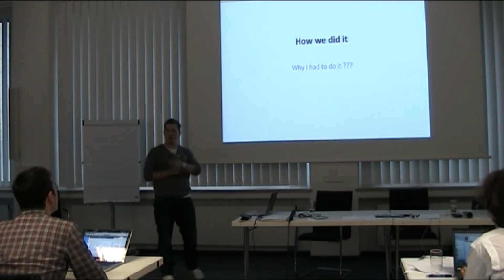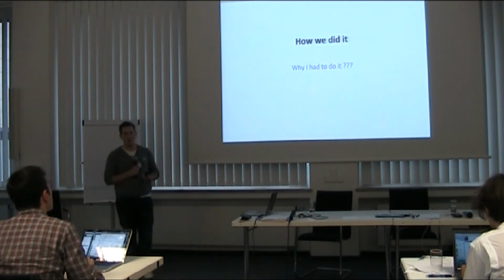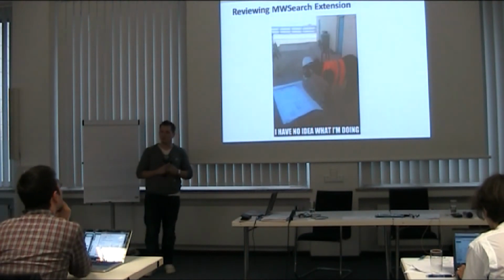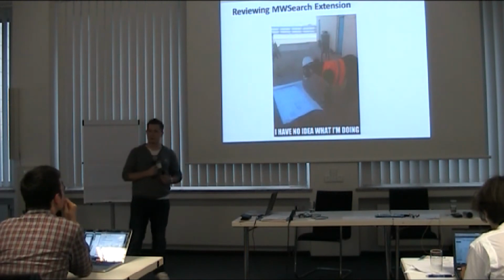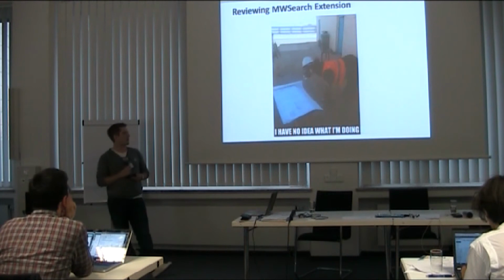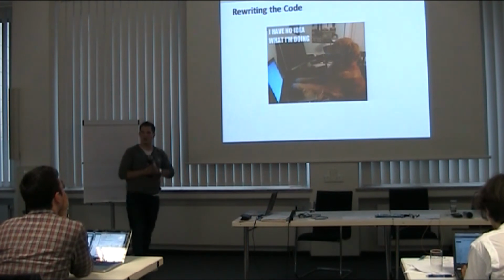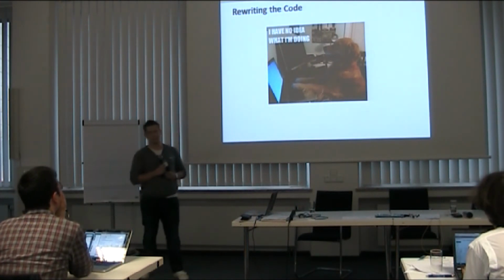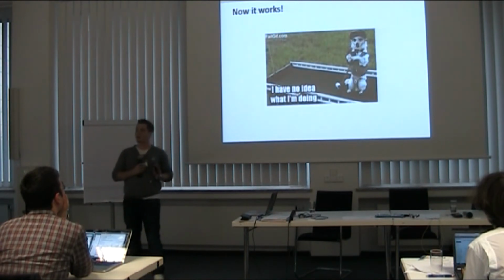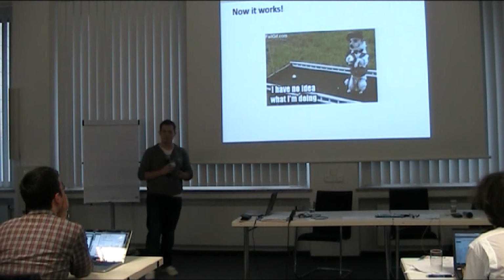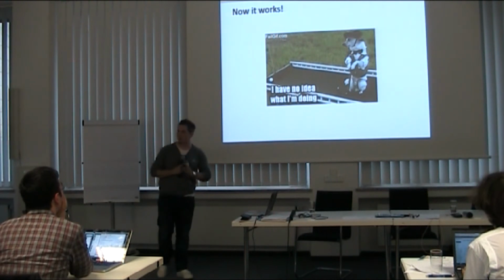Okay, so how we did it. At first we took the MWiki search extension and had a look in it and tried to understand what it's really doing, because we have never written any piece of code for MediaWiki, and this is also my first PHP project. Okay, we started by rewriting some of the code and tried it. And we got a lot of errors and sometimes we got rid of them and now it works. I really have no idea how MediaWiki internally works, but our extension does what we want it to do.